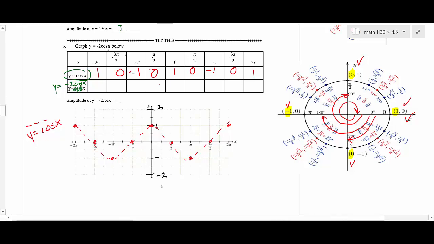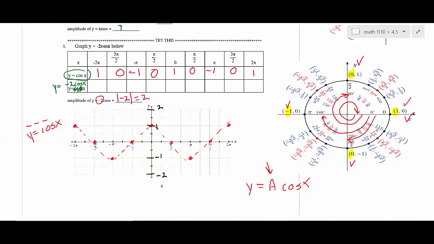Now, what we learned last time is, if you have a cosine x, the number in front, remember we call that the amplitude. So the amplitude is the absolute value of this number that's in front, so it's +2. An amplitude is always a positive number because it's a distance, okay? That negative is going to cause this thing to reflect, basically.